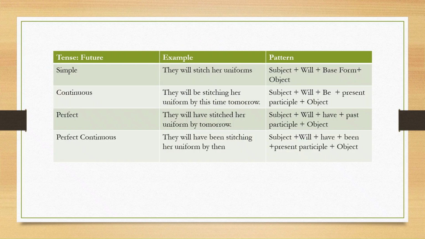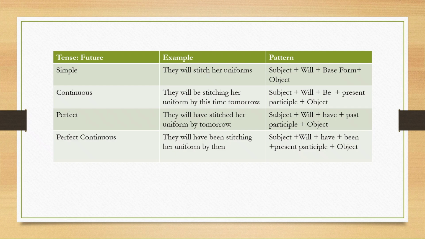Examples: simple future. They will stitch her uniform. Subject plus will plus base form plus object. Future continuous. They will be stitching her uniform by this time tomorrow. Subject plus will plus be plus present participle plus object.